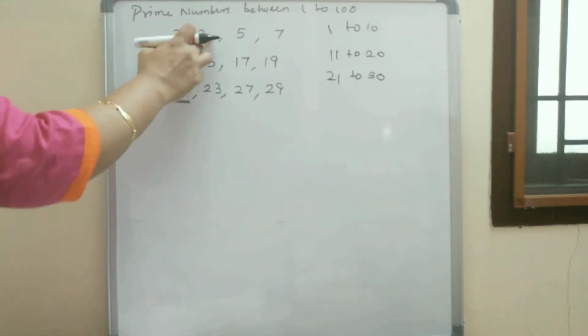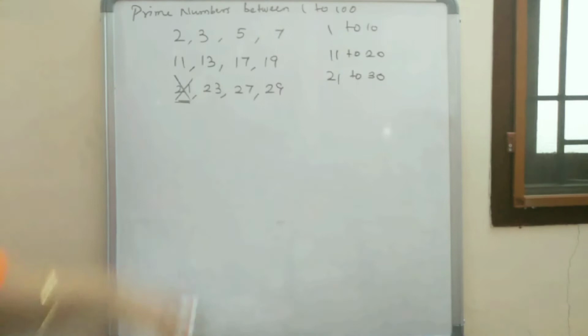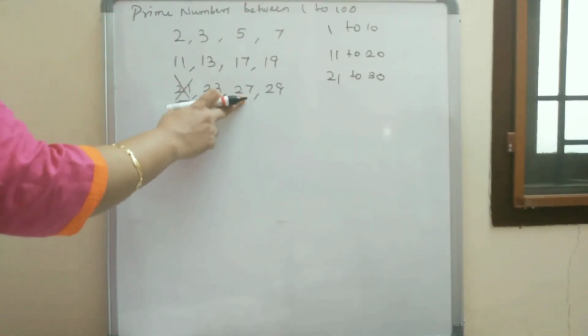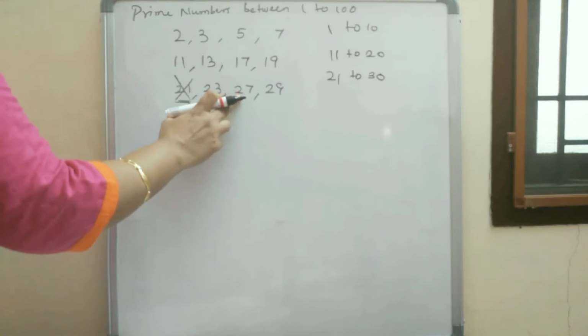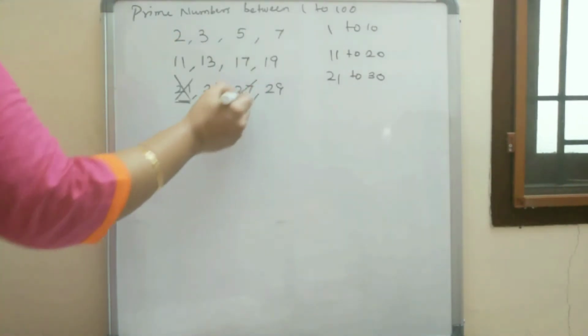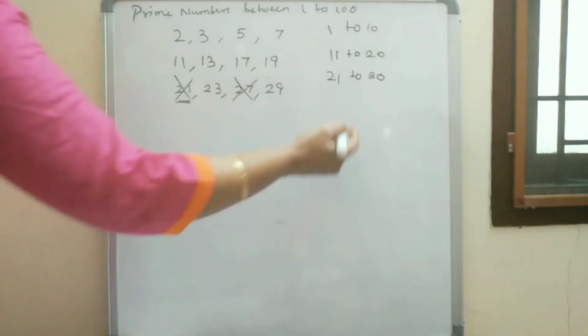So it is divisible by 3. So it is not a prime number. Next, 23 is a prime number. 27 is divisible by 3. 2 plus 7 is 9, and 9 is divisible by 3. So 27 is divisible by 3, so we are cancelling here. 29 is a prime number.